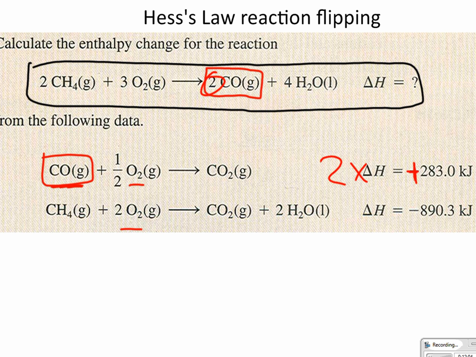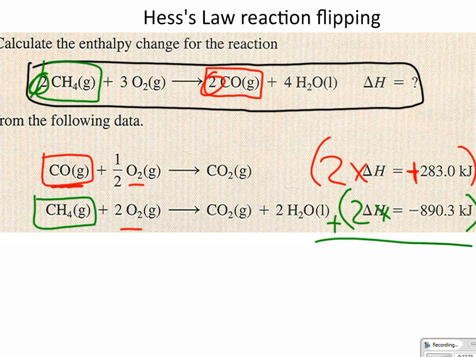The bottom reaction, CH4 as a gas, will be my compass. It's on the correct side, so I don't flip it, but notice the coefficient is 2 in the target, so I would come over here and multiply that by 2. And all Hess's law states is that if you do all that, you get your overall reaction, you add it all together, you get the delta H for the whole reaction.